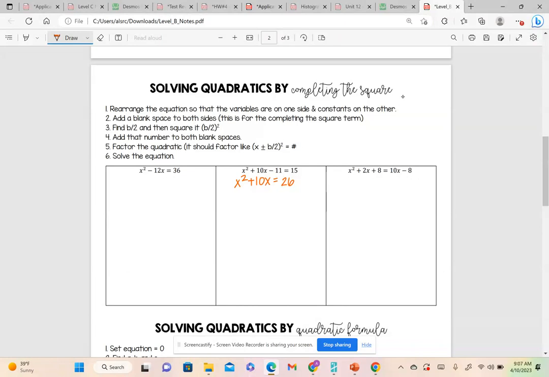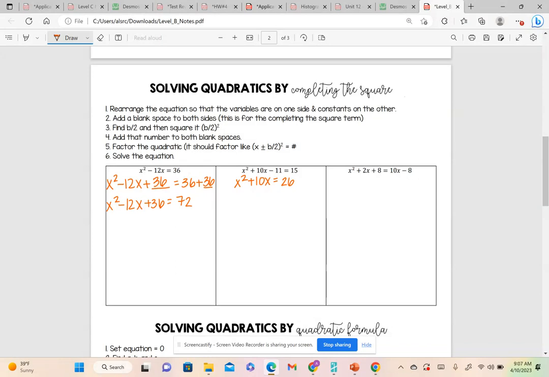Add a blank space to both sides. So I will have x squared minus 12x plus blank equals 36 plus blank. Okay, find b over 2. So negative 12 divided by 2 is negative 6. And then square it. So negative 6 squared is 36. So I add that to both of my blank spaces. Okay, so now I have x squared minus 12x plus 36 equals 72.